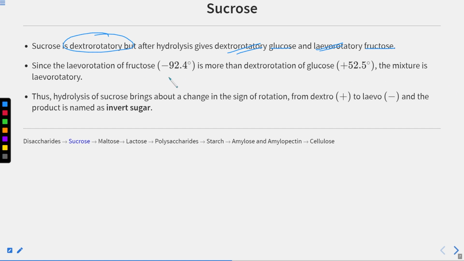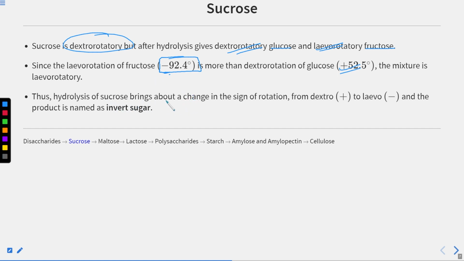Now you can see here that fructose has a magnitude of 92.4 degrees in the negative direction, whereas glucose has 52.5 degrees in the positive direction. But the mixture is showing dextrorotatory, that is on the right side. How do you see it? You can see very clearly that this magnitude is greater. So this will be the determining factor, and this would decide whether your carbohydrate will go to left or right. So for this reason, we got our sucrose as dextrorotatory. This is the reason behind it.